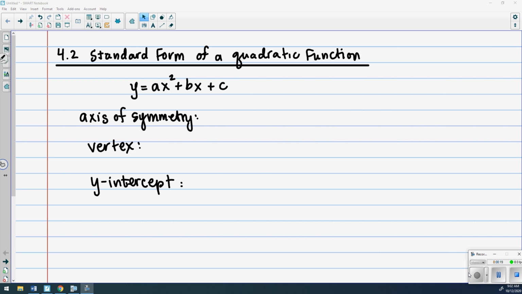We can graph a quadratic function from standard form by using some formulas for the axis of symmetry, the vertex, and then just looking for the y-intercept. So go ahead and get all of that copied down, and then we're going to put some formulas and our highlighters to work. So to find the axis of symmetry, the formula is x equals negative b over 2a.